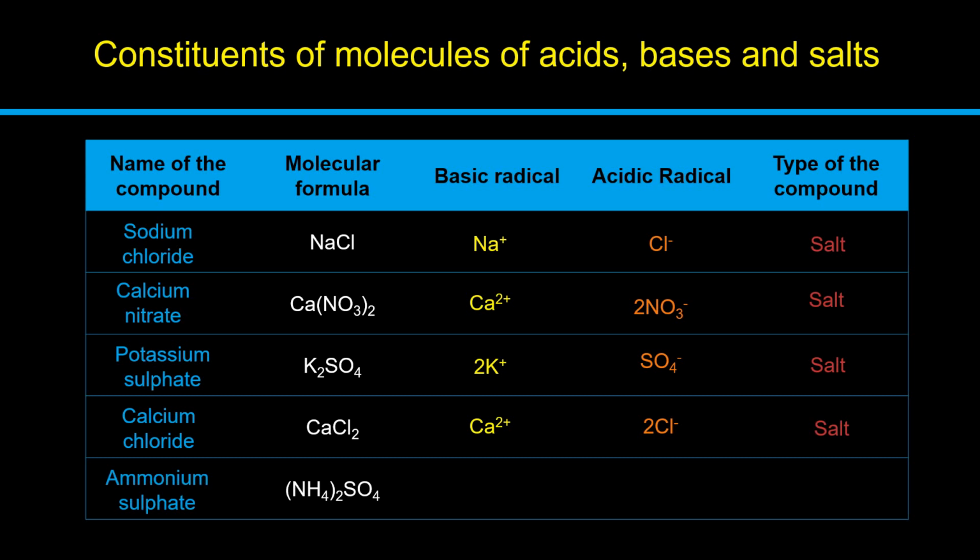(NH4)2SO4 is ammonium sulfate. 2NH4 plus is the basic radical present and SO4 minus is the acidic radical, making it a salt again. So children, now you are aware of how to classify compounds as acids, bases and salts.